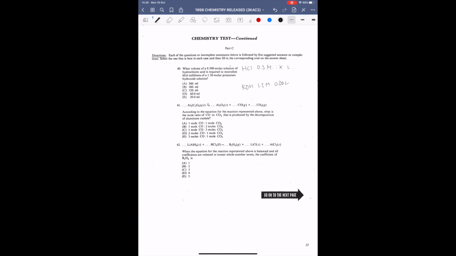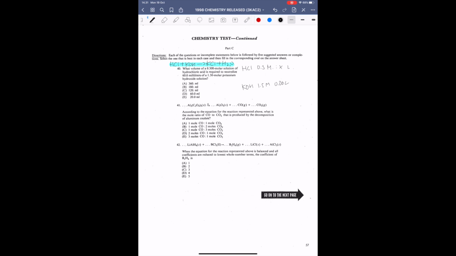Let's first write the neutralization reaction equation for this acid and base. So HCl plus KOH turns into KCl plus H2O. You don't need to balance anything, it's already balanced. And basically we know that acid plus base turns into water plus their corresponding salt. Here, the acid is HCl, the base is KOH, their salt is potassium chloride, and water is H2O.